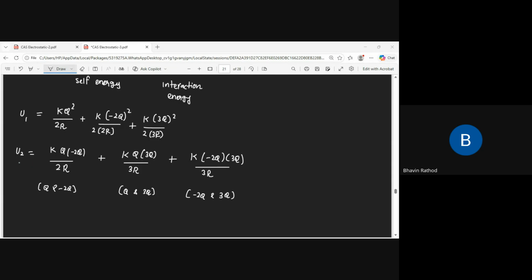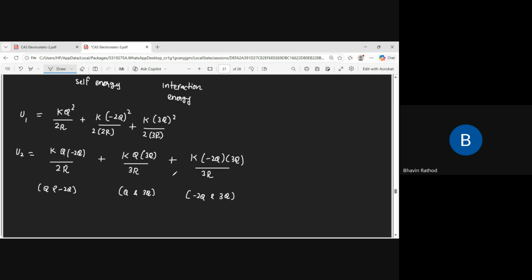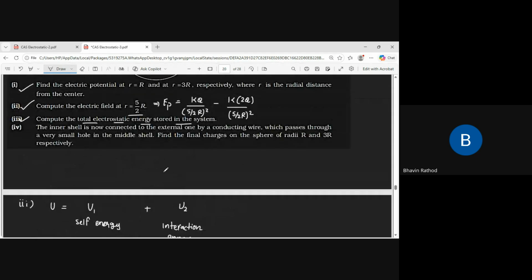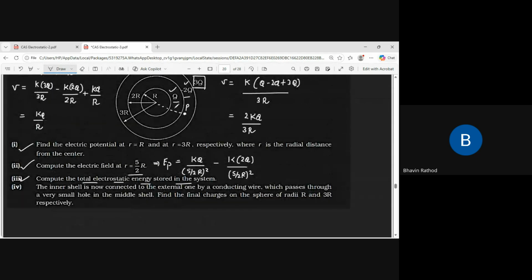Okay, great. So now let us look at the fourth part. In the fourth part, we are told that the innermost shell is connected to the outermost shell by a conducting wire. And we want to find out what will be the final charges on those two spheres. We know that when we connect these two by a conducting wire, the potential of those two will become equal.